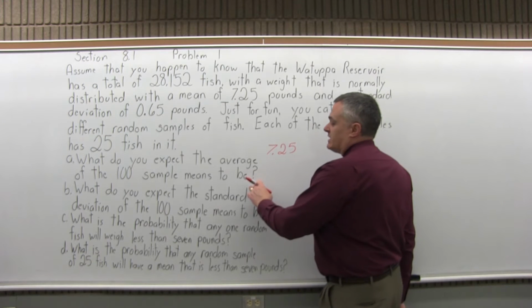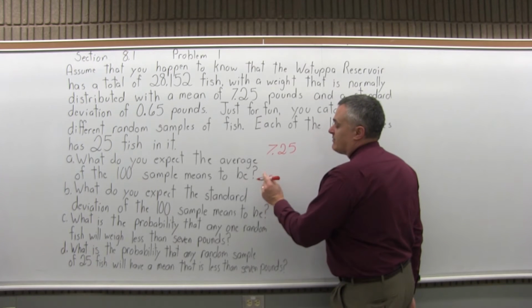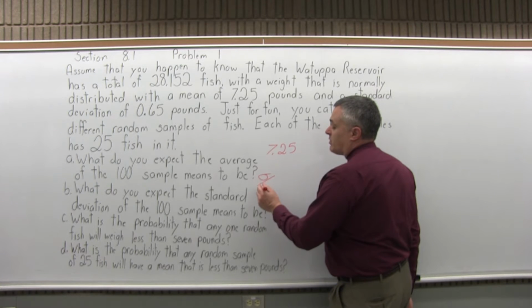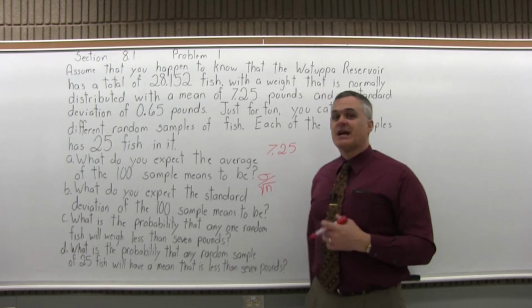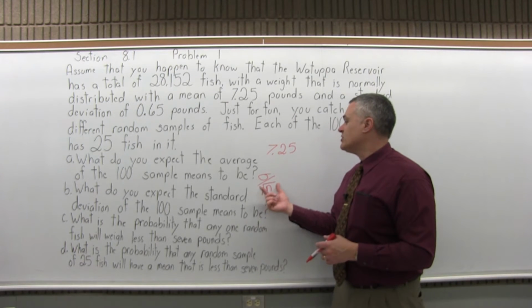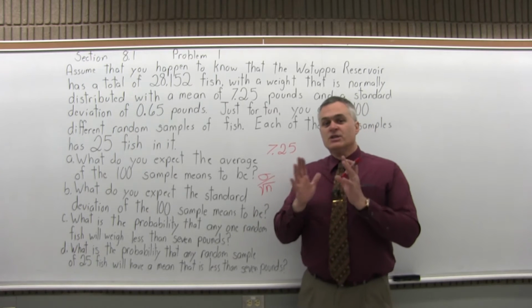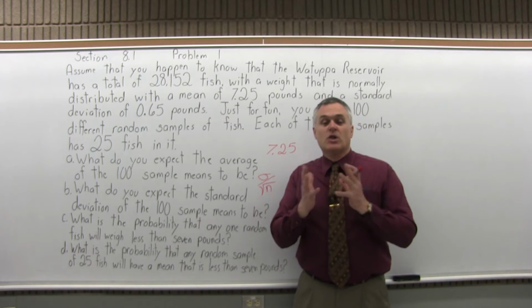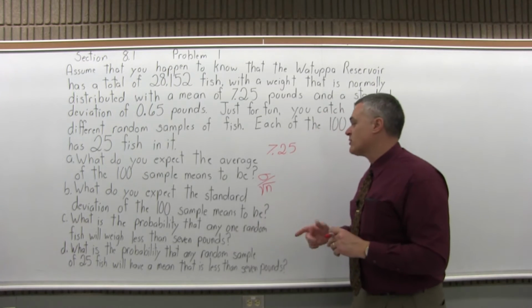The standard deviation of the sample means is sigma, the standard deviation of the population, over the square root of n, which is the size of the sample you're taking. What happens is the bigger the sample is, the bigger the number you're dividing by, and that spread in the data gets smaller and smaller, which is intuitive. It's what you would expect would happen.